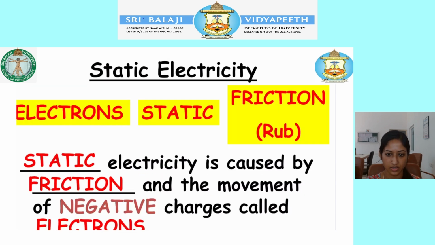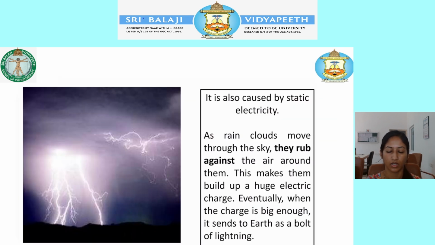Static electricity is caused by friction and the movement of negative charges called electrons. An example of static electricity is lightning. When it rains, the clouds move through the sky and rub against the air around them. This makes them build up a huge electric charge. Eventually, when the charge is big enough, it is sent to the earth as a bolt of lightning.